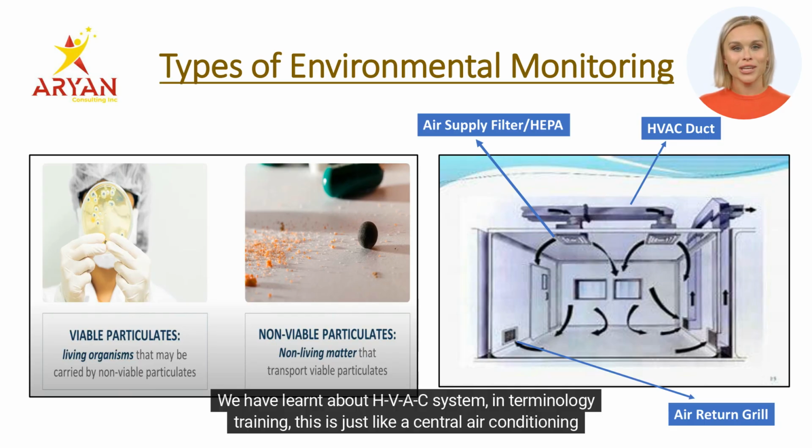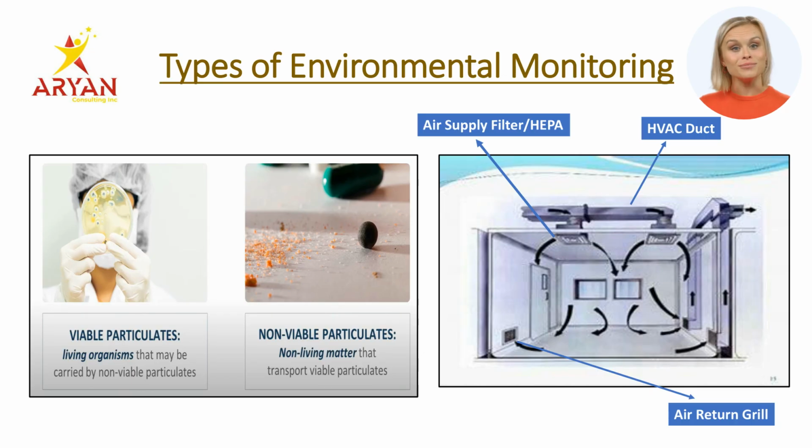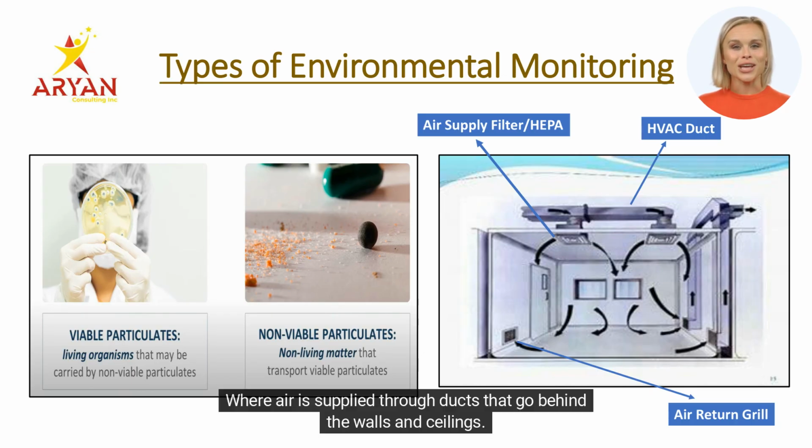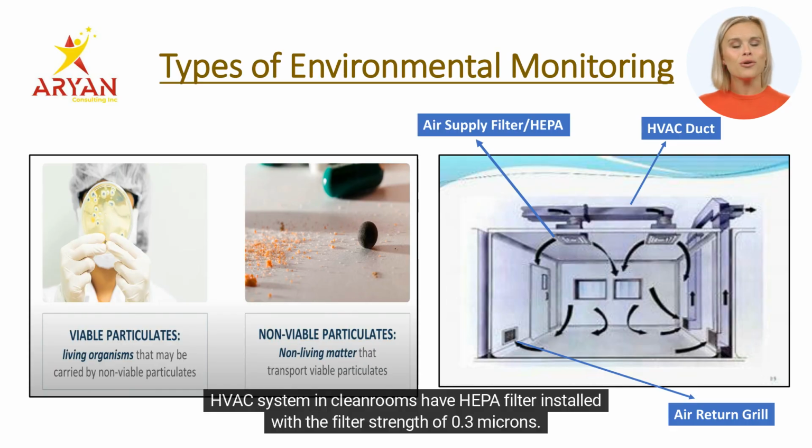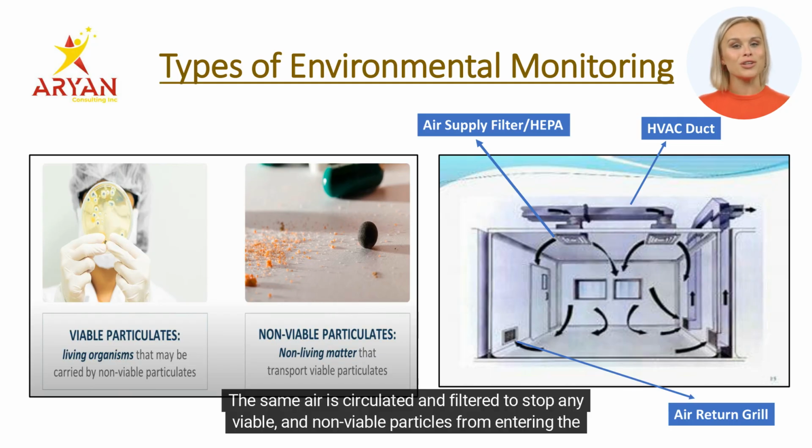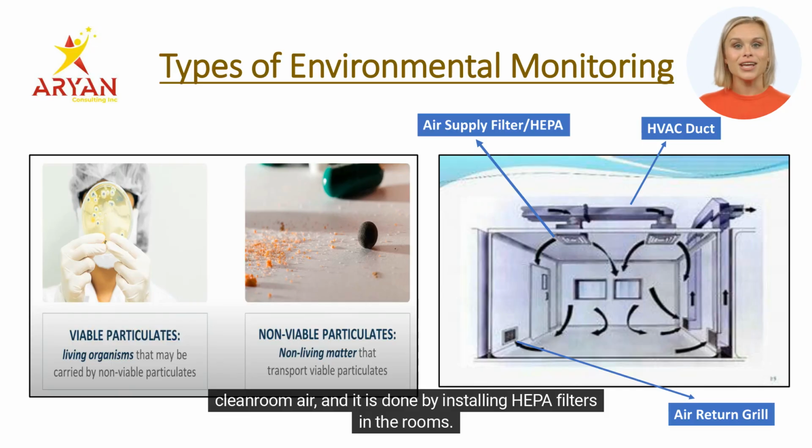We have learned about the HVAC system in terminology training. This is just like a central air conditioning system in your house, where air is supplied through ducts that go behind the walls and ceilings. HVAC systems in cleanrooms have HEPA filters installed with a filter strength of 0.3 microns. The same air is circulated and filtered to stop any viable and non-viable particles from entering the cleanroom air, and it is done by installing HEPA filters in the rooms.